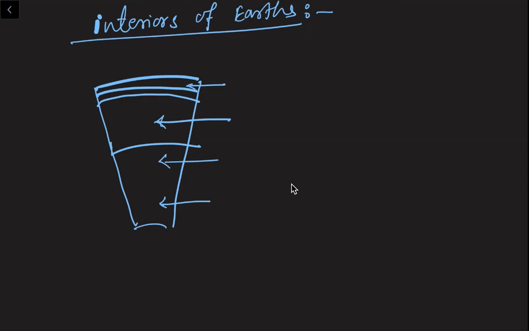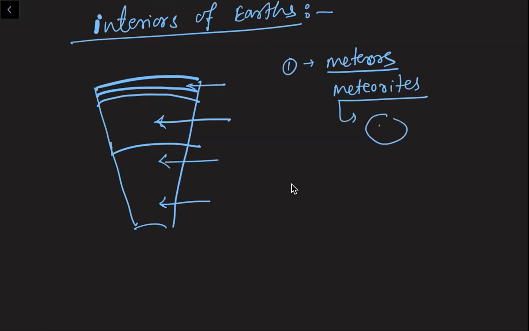To get these evidences, we have various things. First, the studies of meteors. Those meteors or meteorites, which landed on the Earth's surface, we studied them. After studying these meteorites, we came to know that this kind of material may be in the Earth's crust also, or in the Earth's mantle also. So that is one evidence, the study of meteors.